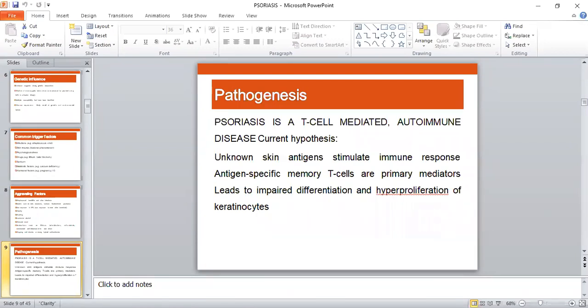So the characteristic lesion of psoriasis is basically from the hyperproliferation of the keratinocytes. The disease starts with activation of T cells by unknown factors, meaning antigens, to trigger this disease. And the genetic background of the disease may be suggesting this. I have already discussed, psoriasis is a T cell mediated autoimmune disease. The current hypotheses are that skin antigens stimulate the immune response. Antigen-specific memory T cells are the primary mediators, leading to impaired differentiation and hyperproliferation of keratinocytes.